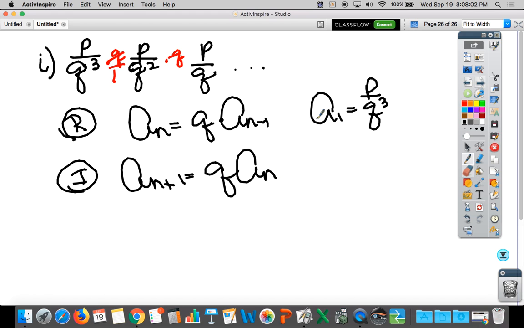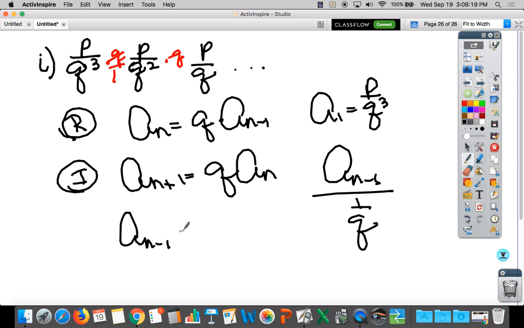Can you divide by 1 over Q? That would also be acceptable. Yes, except that will look really awkward. It's ugly, and not technically mathematically incorrect. It's the same thing, because when you divide by 1 over Q, you're multiplying by Q. So you could write it like that. Yep, that would be perfectly acceptable.